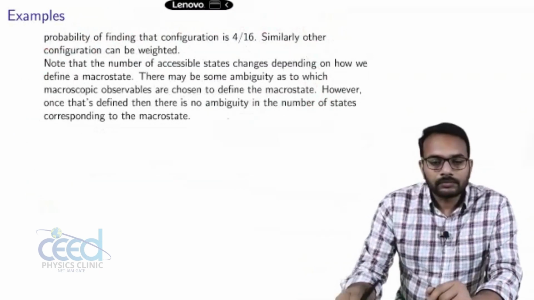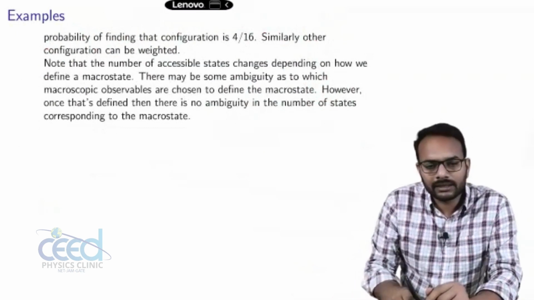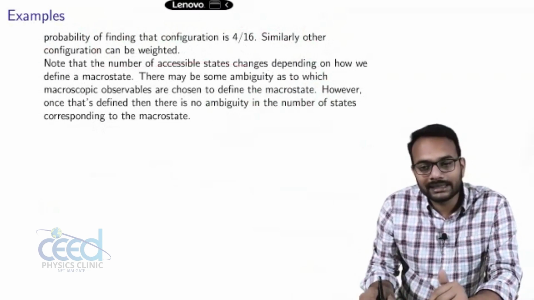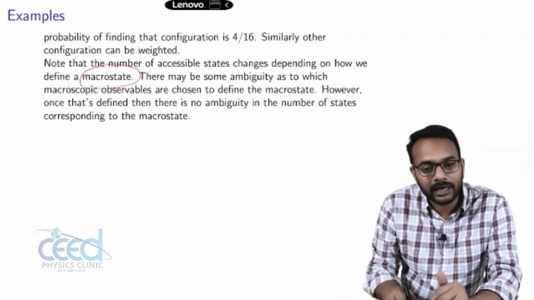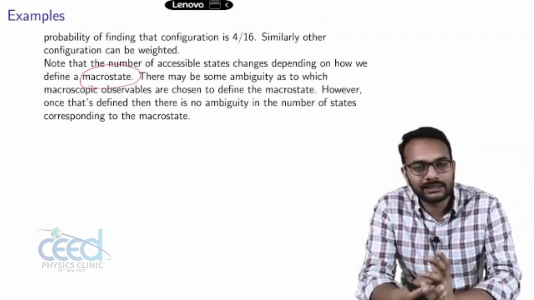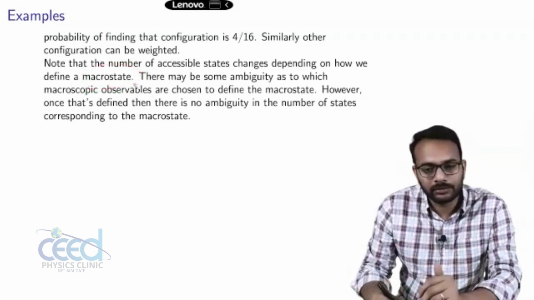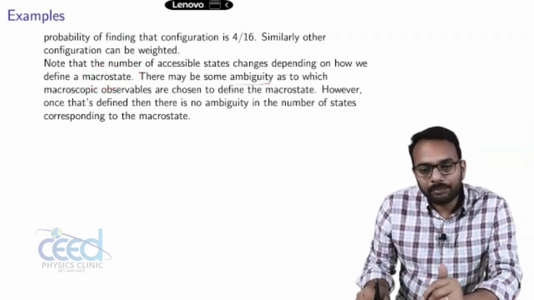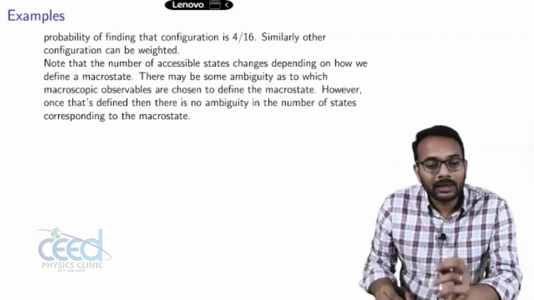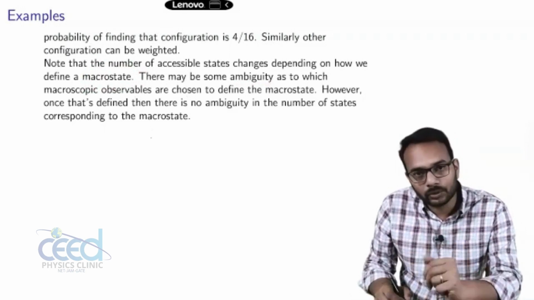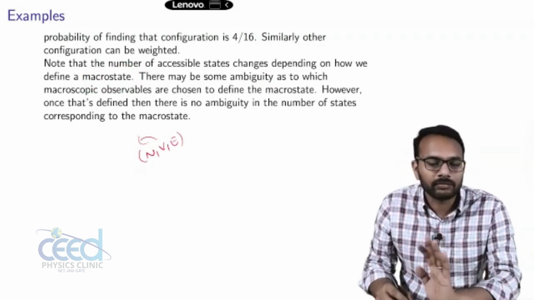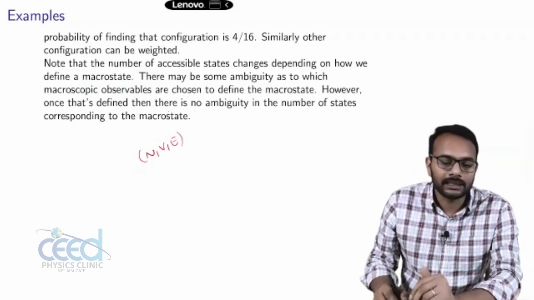Okay. So, a confusing issue. Note that the number of accessible states changes depending on how we define a macrostate. It changes, obviously. Right? So there may be some ambiguity as to which macroscopic observables are chosen to define a macrostate. However, once that is defined, once we say that we are keeping track only of these parameters, then the number of microstates is completely fixed. Okay.